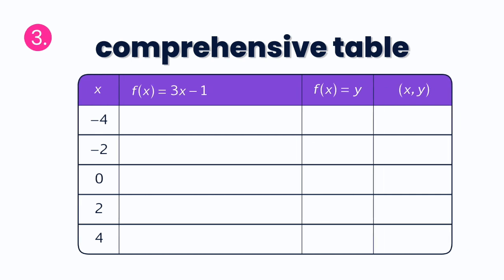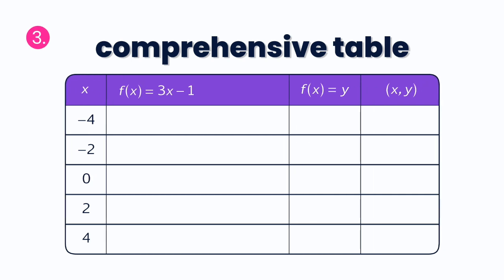The third step is to input the x values and evaluate the function to find the y values. You do the calculations in the second column and write the y values in the third column. In the final column, you write the x and y values as coordinates. Let's start with x equals minus 4. That means you will evaluate the function at x equals minus 4 in column 2.